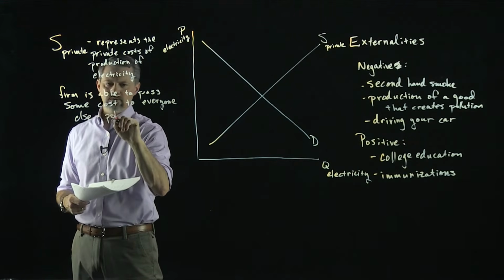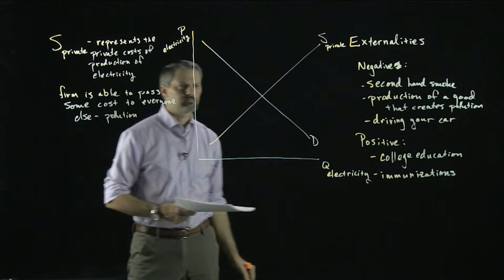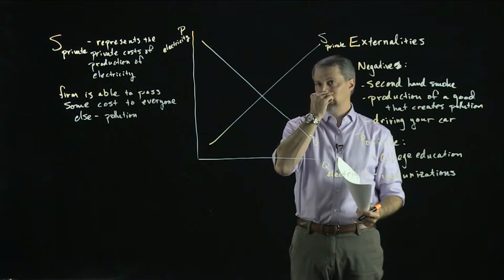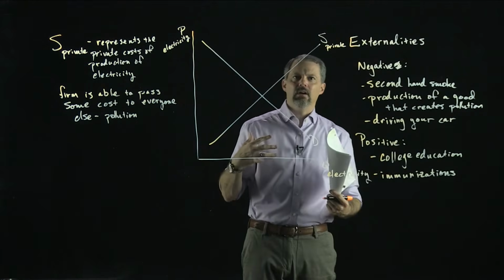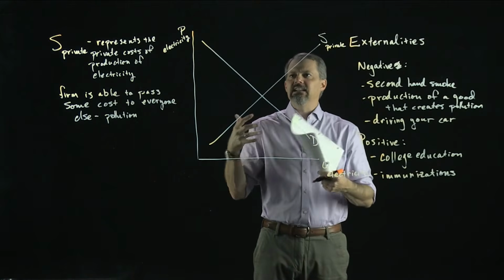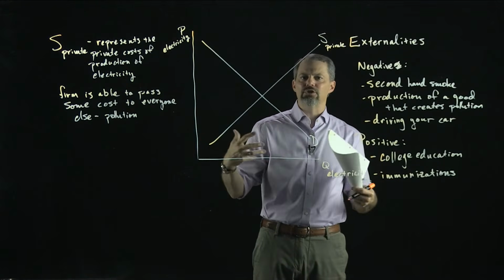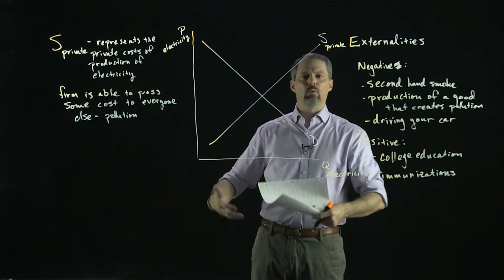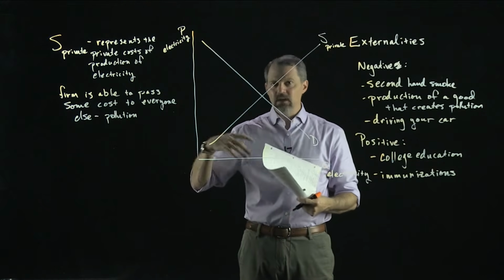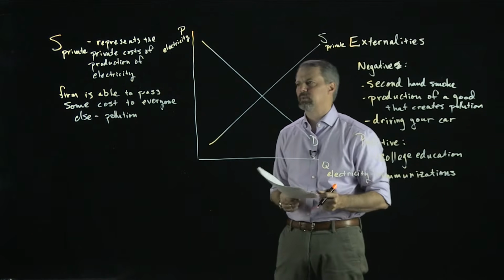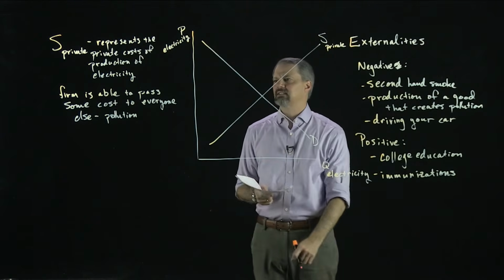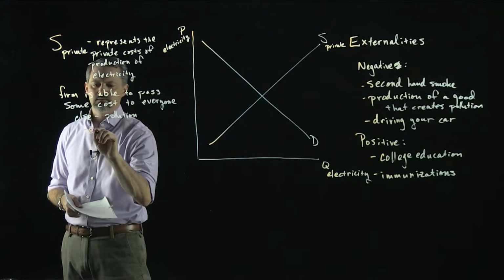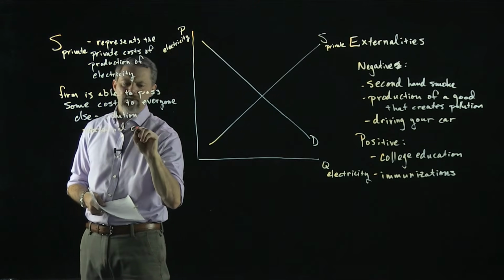This would be the pollution, whatever form that pollution takes. It could also be that this is an electricity generating facility where water is used to cool something down, and then that water is emitted back out into a lake and it warms up the water temperature. That's a situation where some cost would be passed on. So the firm is able to pass some cost to everyone else. We call this the external cost.